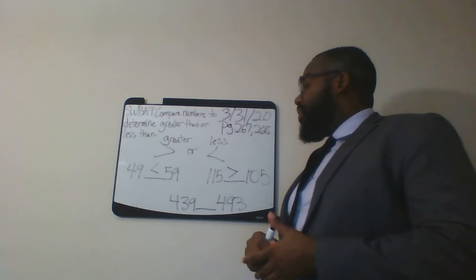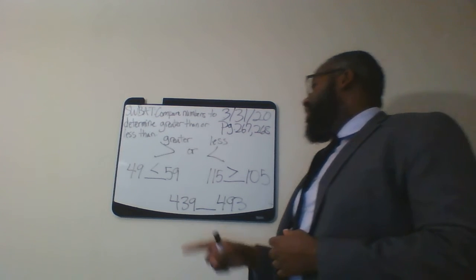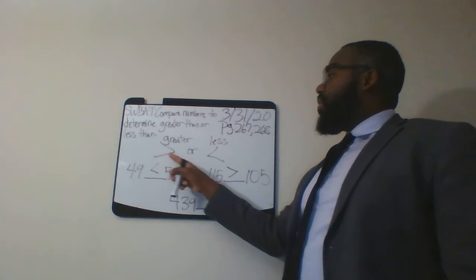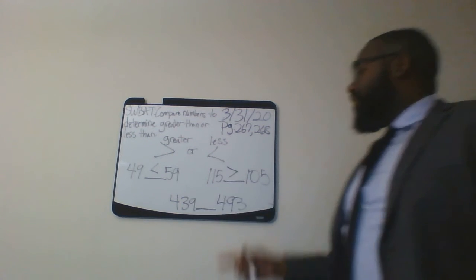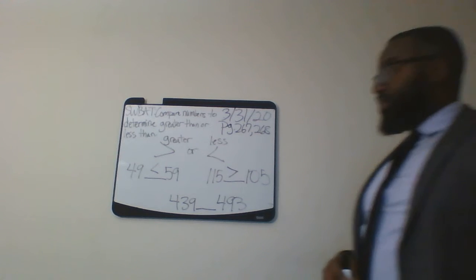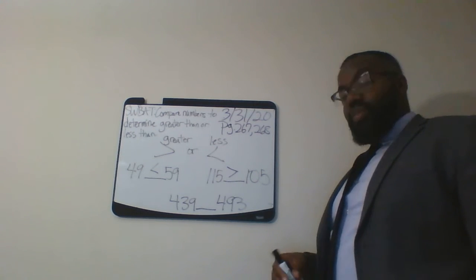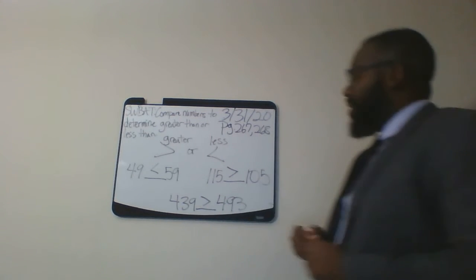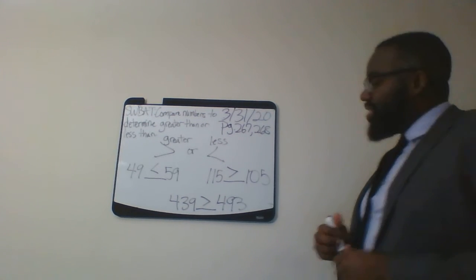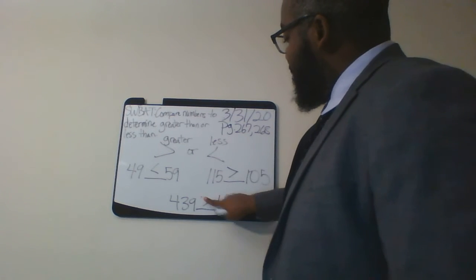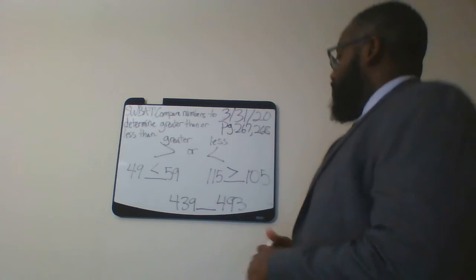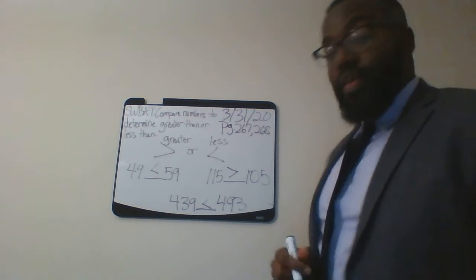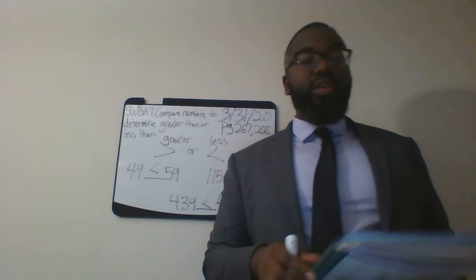Now, our last example is 439 and 493. So is 439 greater than or less than 493 that we have right here? Correct. It is less than. So I'll draw this sign, correct? No, that doesn't seem right. That's the greater sign. Remember, we said it's less than. So you'll draw that sign. So for number one, you simply look at the problems and write either greater than or less than.